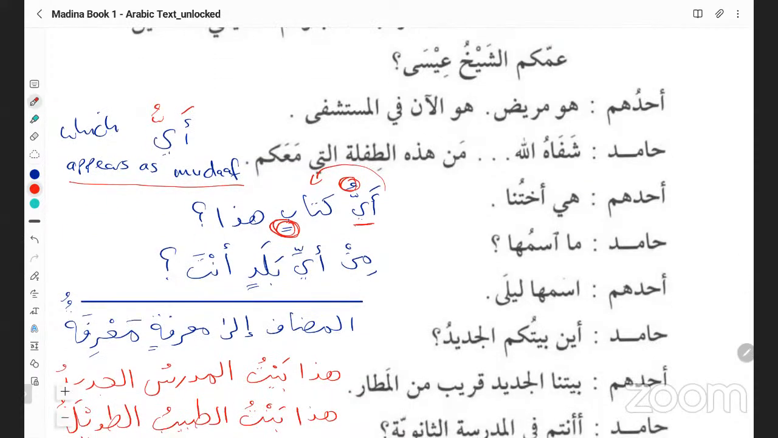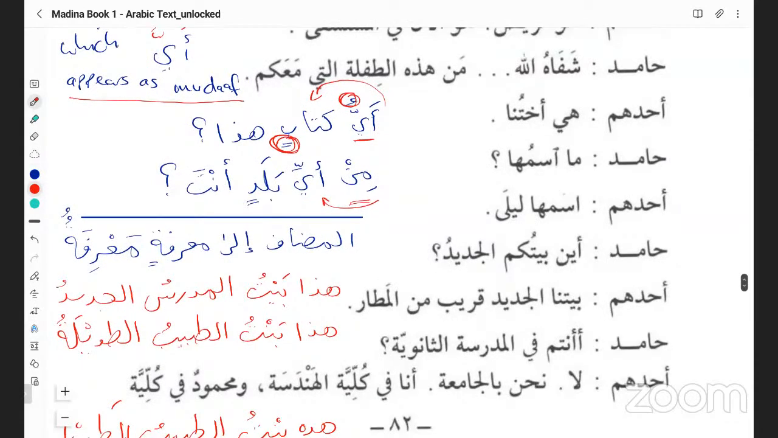Min ayyi baladin anta. Min is in front of ayyu, so it becomes ayyi, like we did with harfu jar: a letter of jar makes the word that comes after it majroor, gets a kasra, and the same applies to ayy. So ayyu becomes ayyi because of min. So min ayyi baladin anta, from which country are you? Okay, so we see that whenever you use ayyu as a mudaf, whatever comes after it will be the mudafun ilayhi. Okay, so we're done now with ayyu.